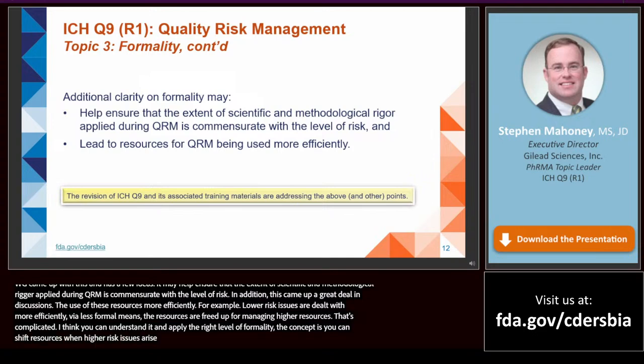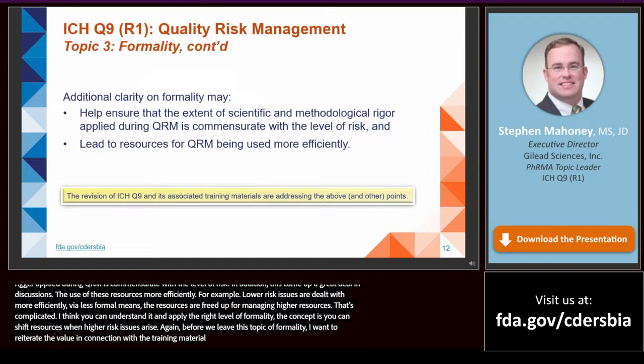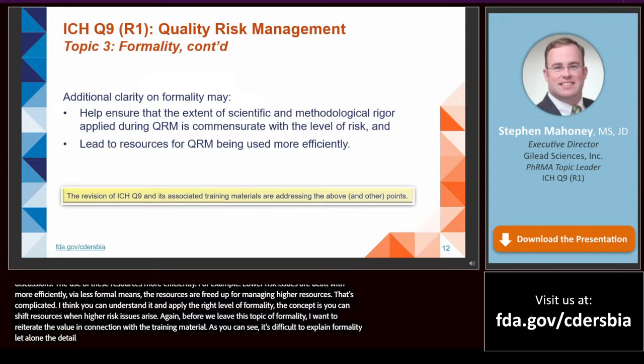And again, before we leave this topic of formality, I want to reiterate the value of reading the ICH guideline in connection with the training material. As you can see over the last few minutes, it's pretty difficult to explain formality, let alone the details of a continuum involving formality, in just a few minutes. So as I mentioned before, there are specific training decks for each of these 4 topics today.